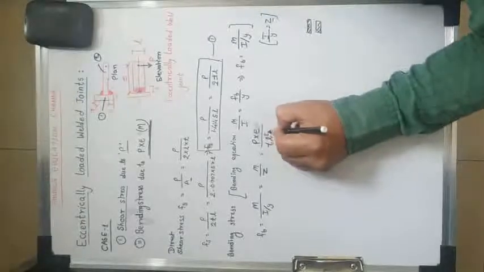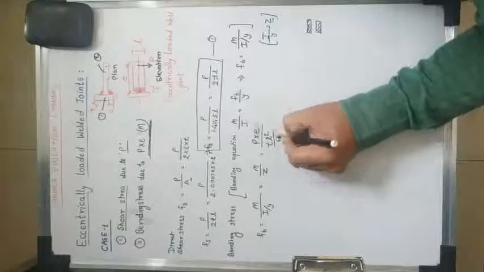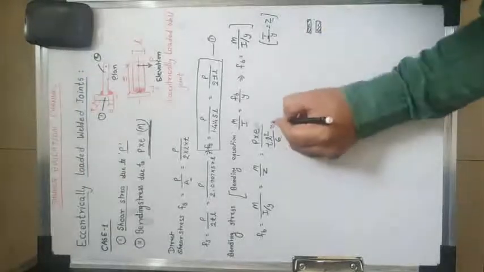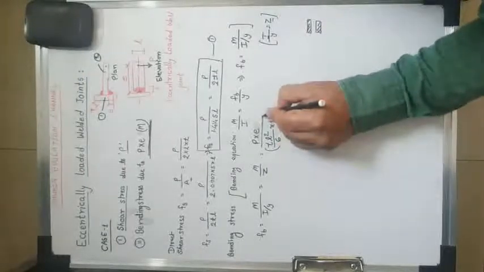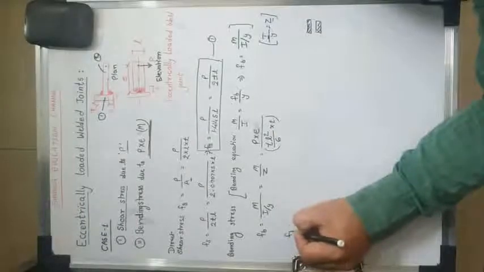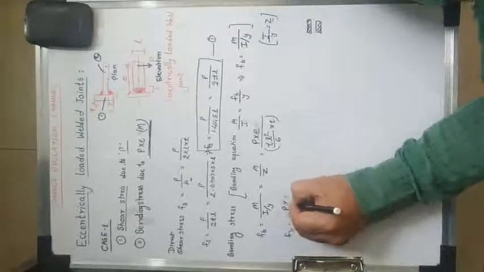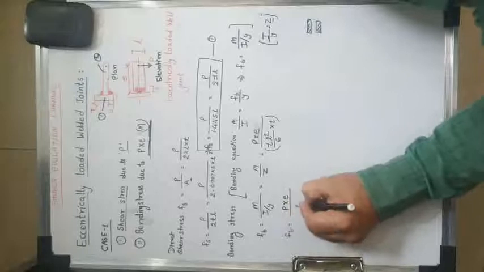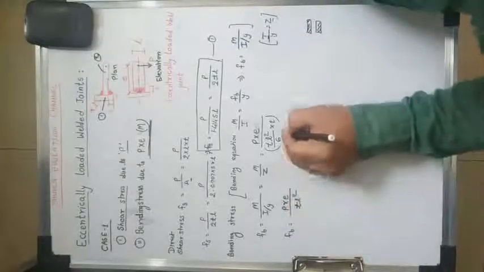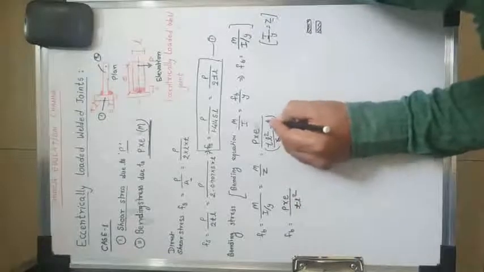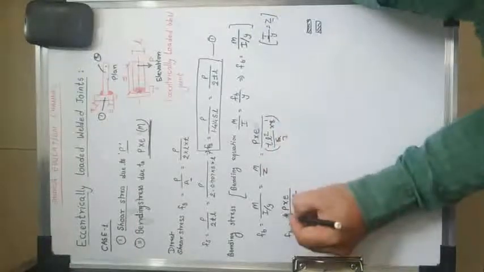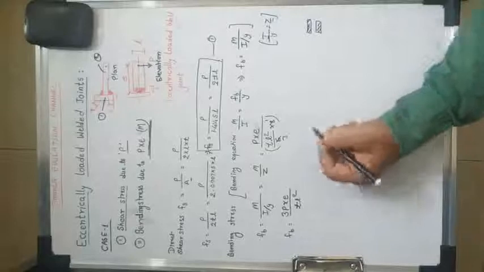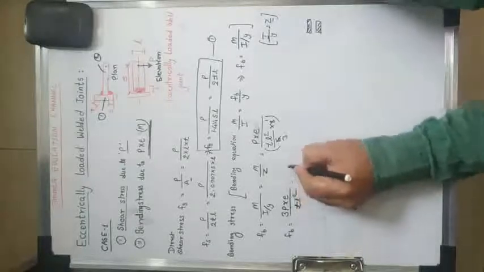TL square upon 6 is for one side, and if it is 2, then it is multiplied by 2. So Fb is equal to P into E upon TL square, and the multiplication then cancels, so it is 3PE upon TL square. You can write it.